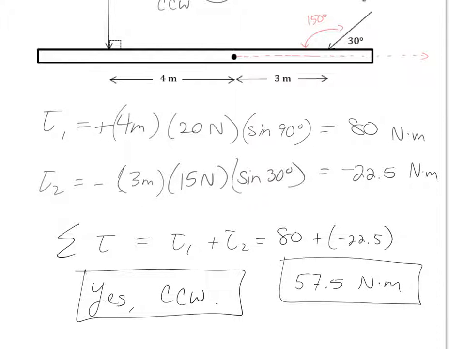Okay, where does that answer come from? Yes, counterclockwise. It comes from the result of the net torque being positive. When the net torque is positive, we know that it's going to move counterclockwise. How are we doing? Okay so far?